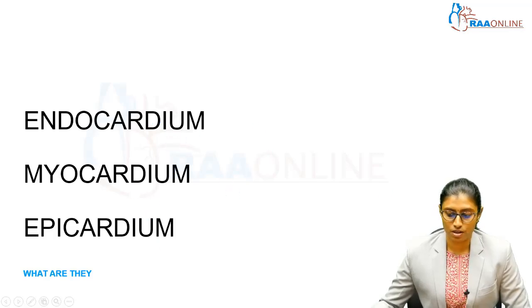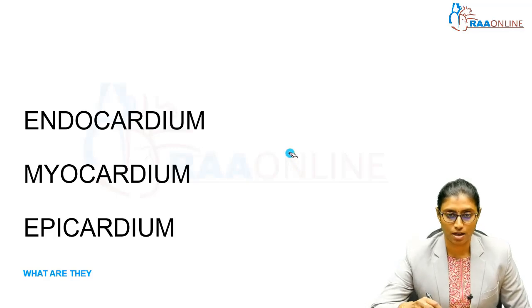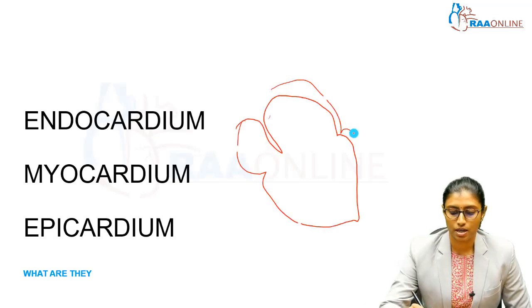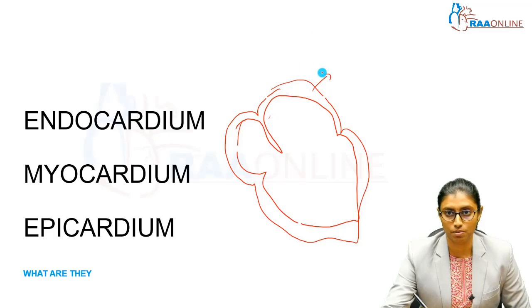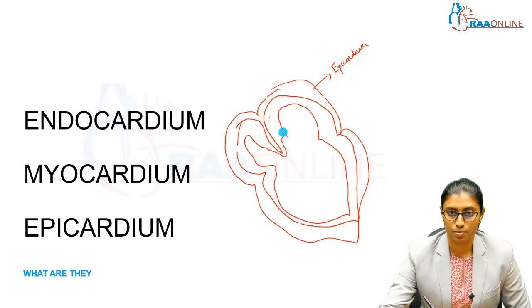All of us would have learnt that the heart has three layers in anatomy. The outermost lining of the heart, which is formed by the pericardium, connective tissue and adipose tissue, is called the epicardium. It contains nerves and blood vessels which supply the surface of the heart. The muscle mass of the heart is what we call the myocardium.